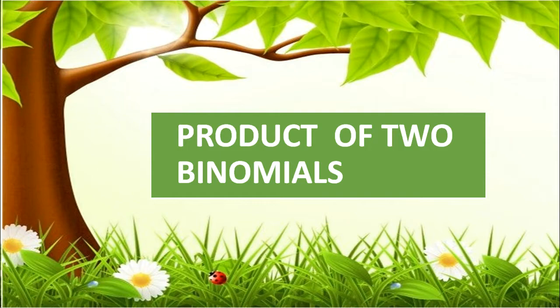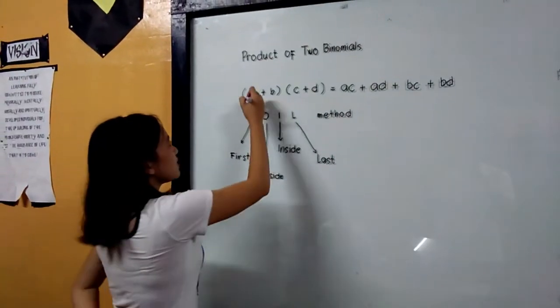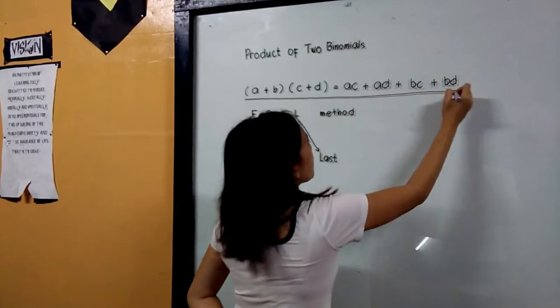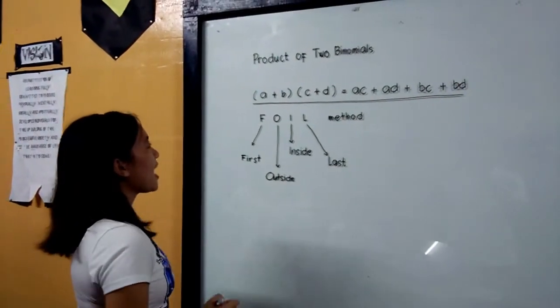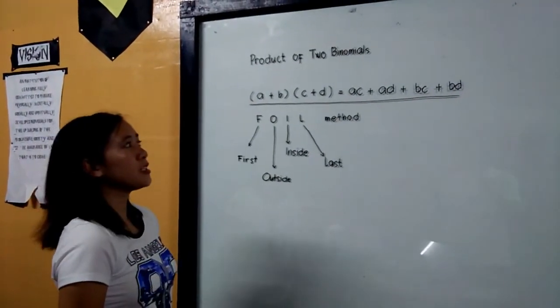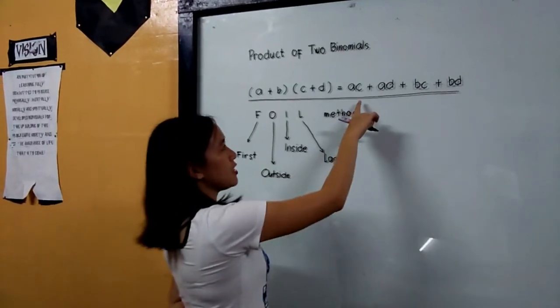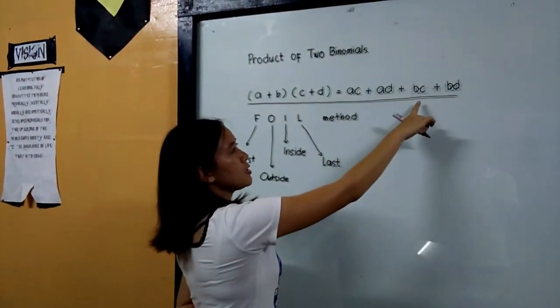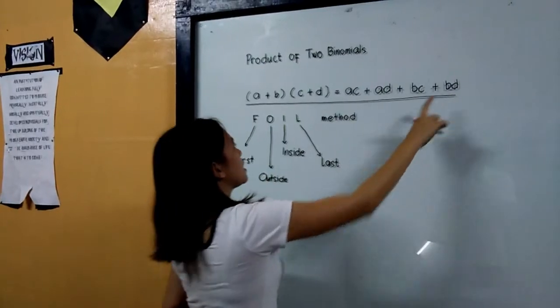The product of two binomials, the product of the sum and difference of two terms, the square of a binomial, the cube of a binomial, and the product of a binomial by a trinomial. Product of two binomials. This is the general formula for the product of two binomials. We have (a + b)(c + d) = ac + ad + bc + bd.